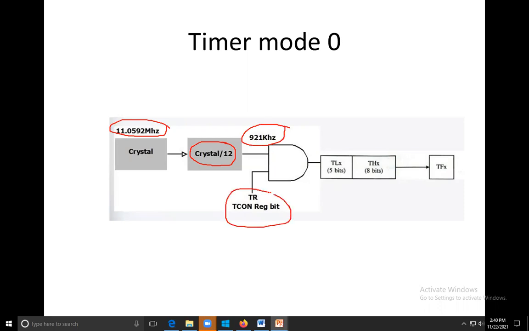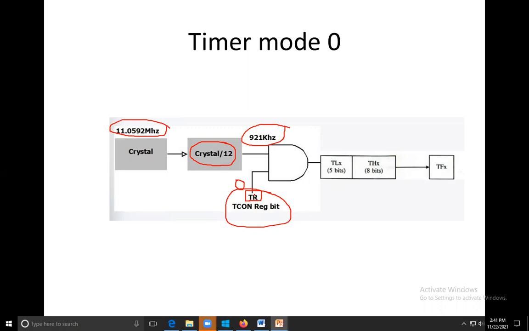What is the use of the TR bit, the timer run register bit? See, I am using an AND gate, not an OR gate, because if any input of an AND gate is 0, the output is 0. Suppose you set the TR bit to 0; your timer will be stopped. So your timer will start and stop depending upon the TR bit. You can say TR bit is the timer run bit.